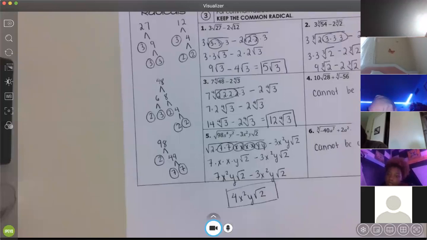Any questions about number 6 or any of the problems for that matter? All right, then. Does anyone still need the screen before I switch it?